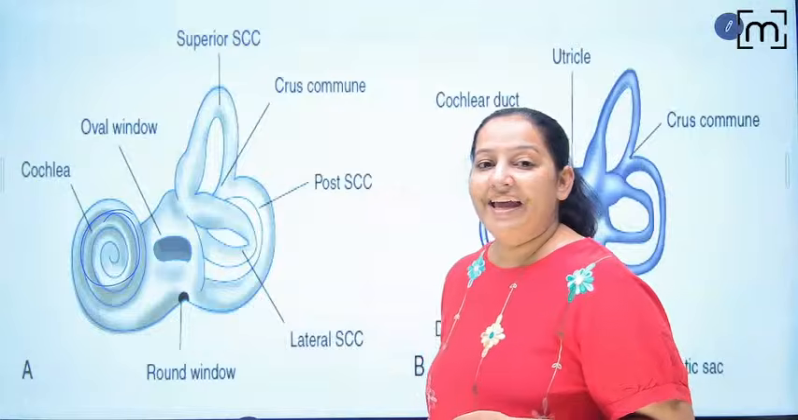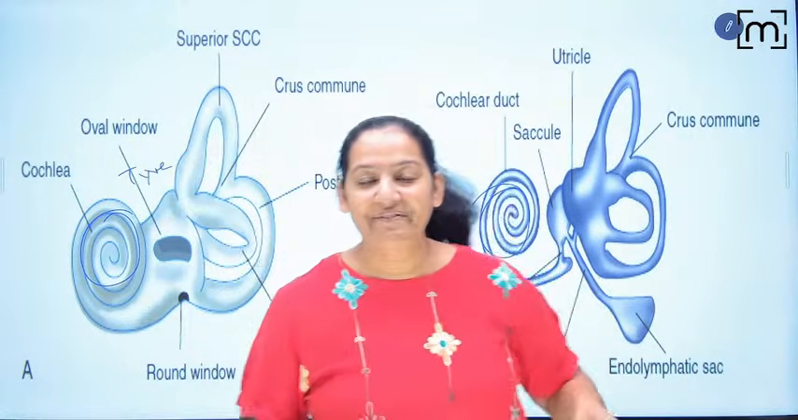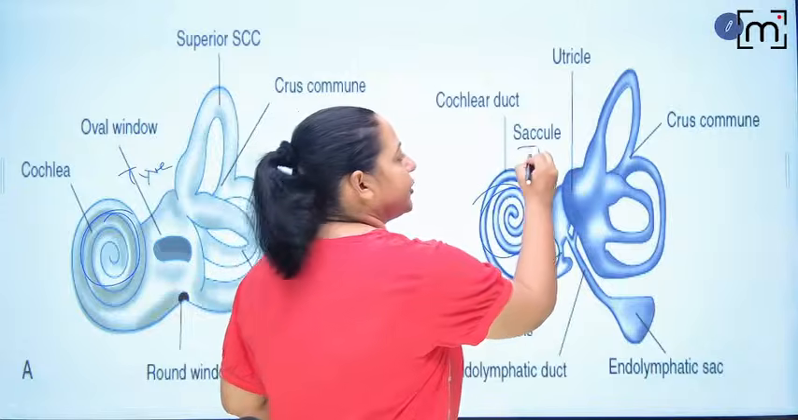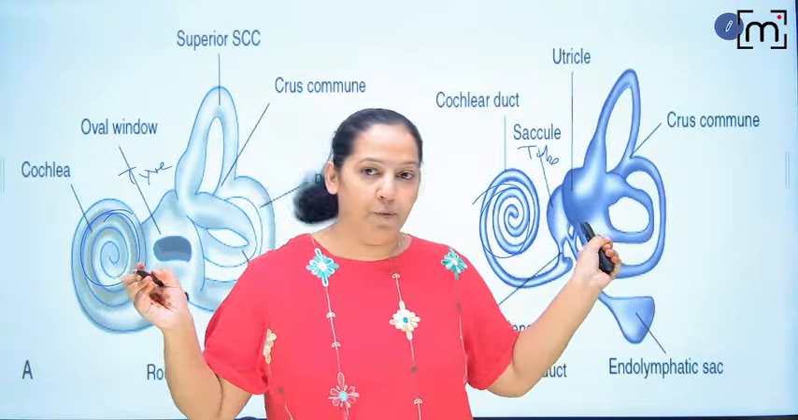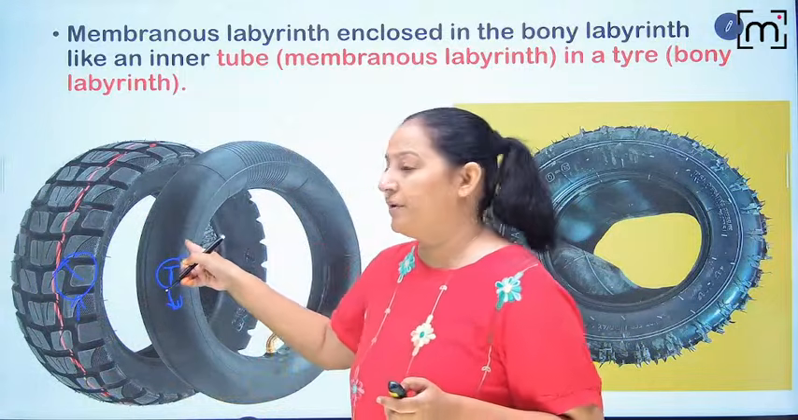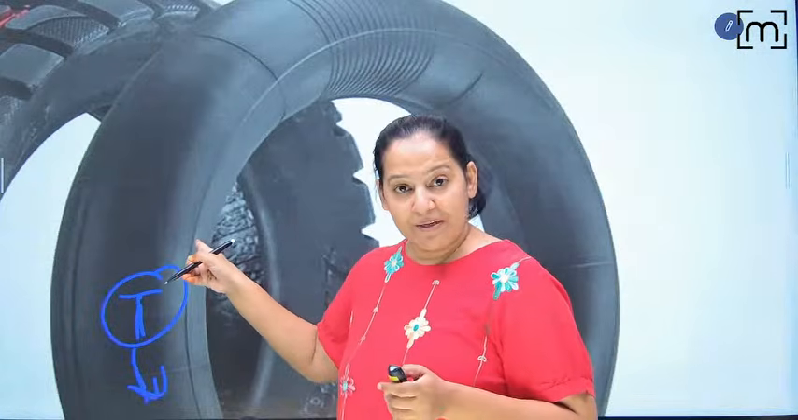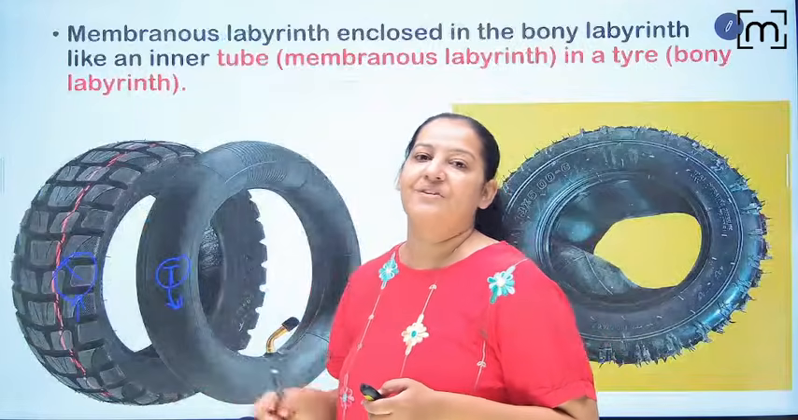So it's the same. The bony labyrinth is the tire, inside which we will fit the membranous labyrinth, which is a tube. It is known as tube inside the tire. You can see this is the tube. This one is the membranous labyrinth, which is fitted in the bony labyrinth. The membranous labyrinth is fitted in the bony labyrinth.